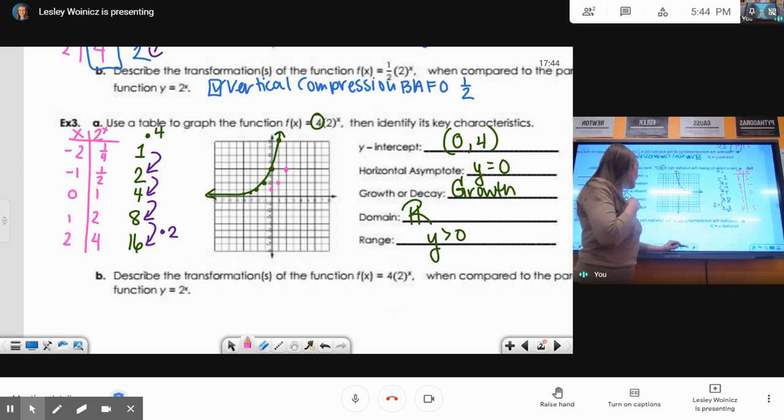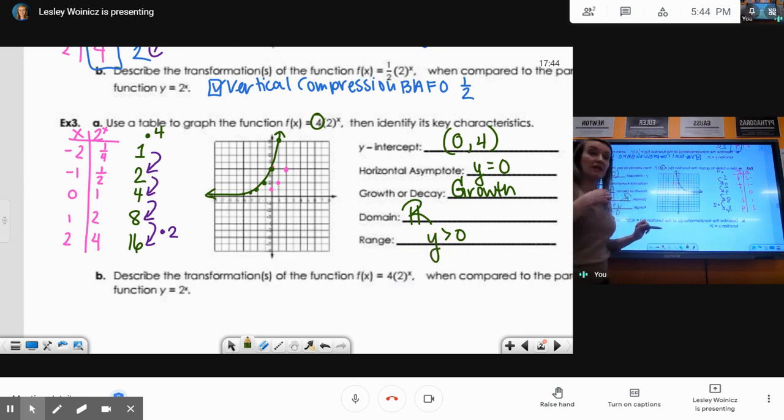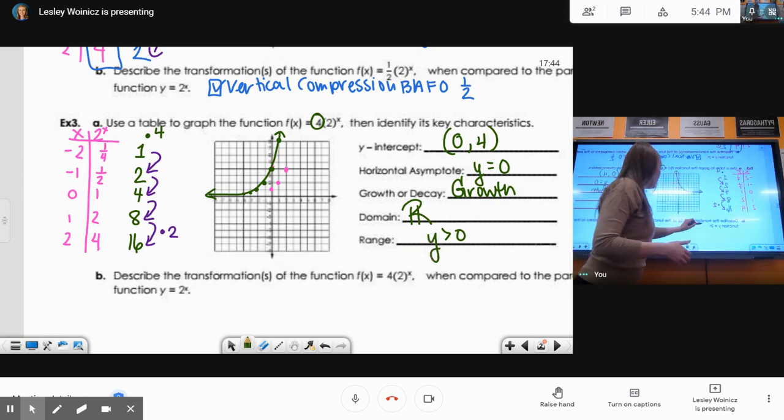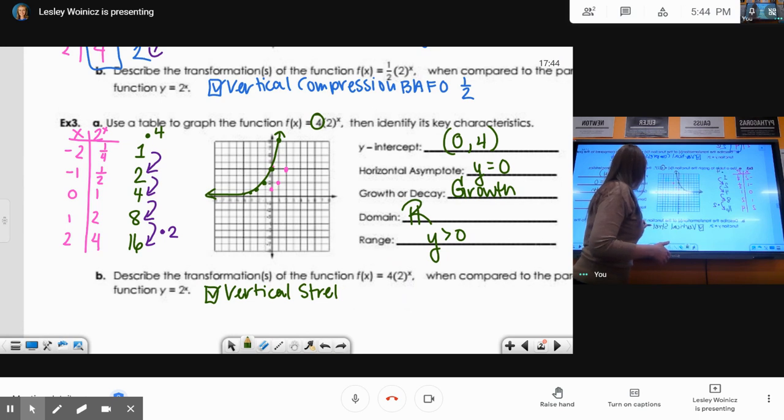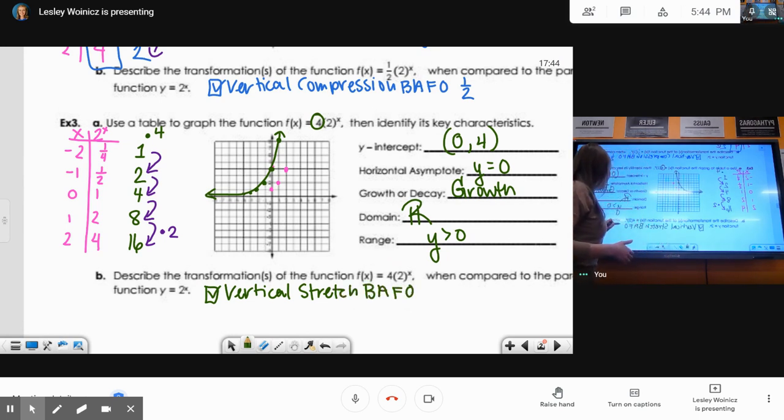Okay, so when we're looking at the transformations, we didn't have a reflection, we didn't have a shift. All we had was a vertical stretch by a factor of 4.